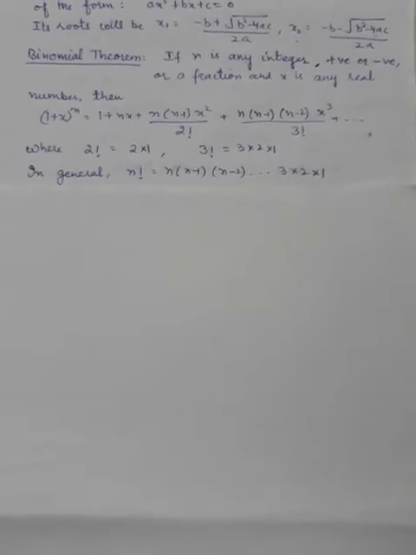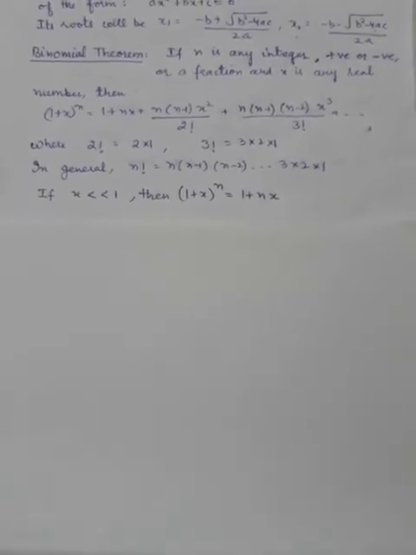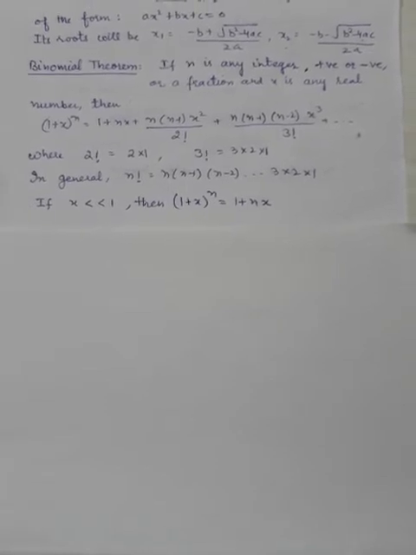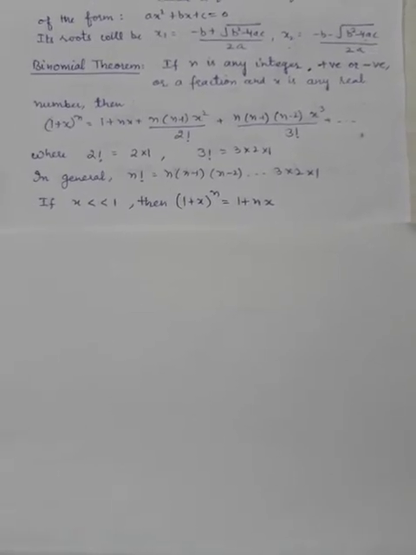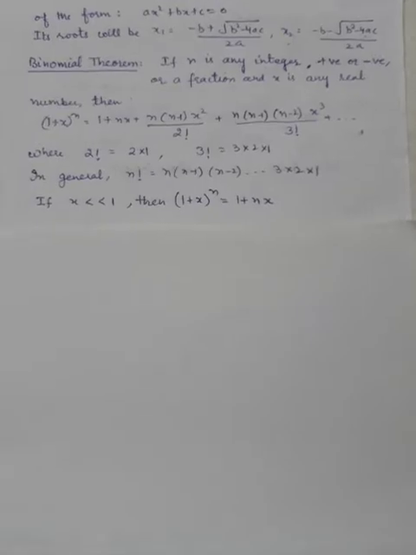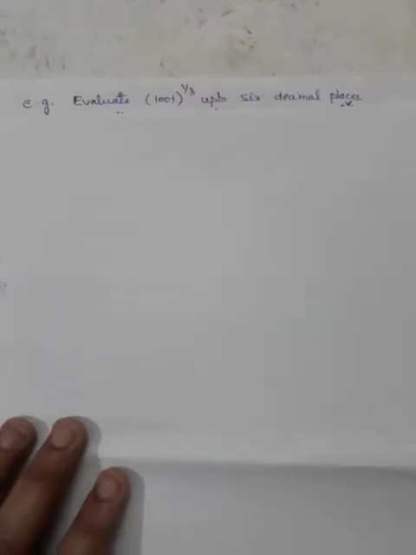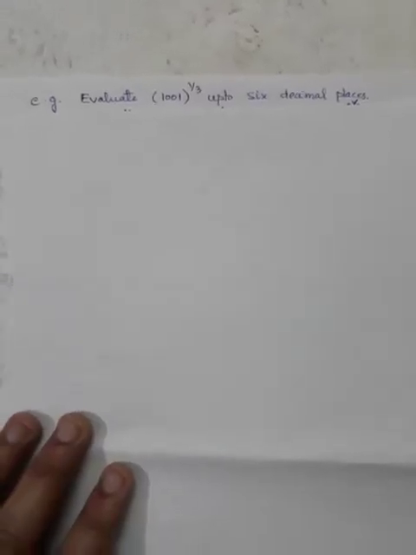So here in the journal I have written the factorial of n is equal to n(n minus 1)(n minus 2) and so on, up to 3 into 2 into 1. If x is much less than 1, then (1 plus x) raised to power n will be reduced to 1 plus nx. Now the concept of binomial can be understood better with the help of the following example.